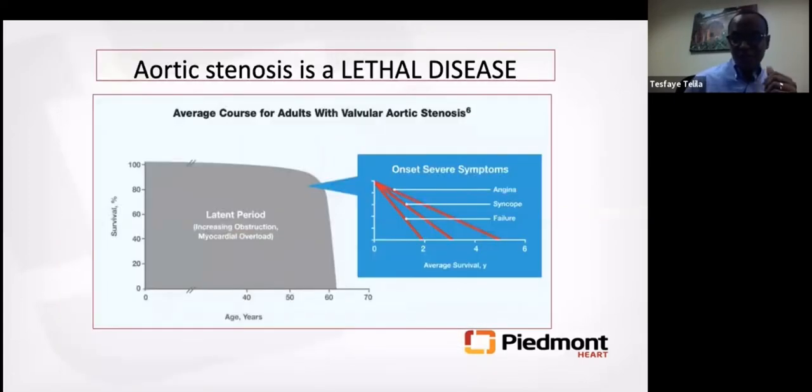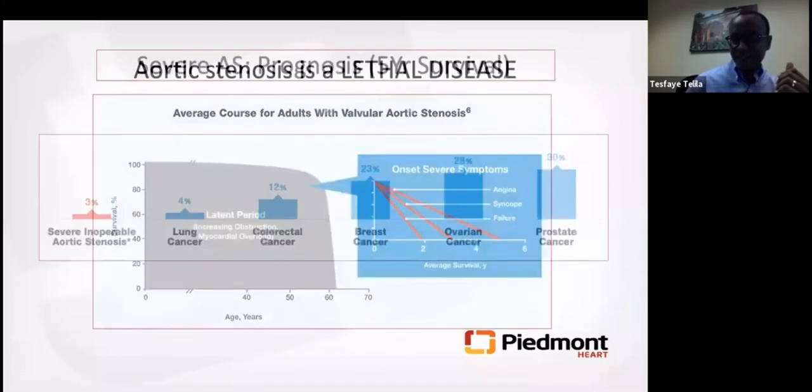As you guys know, aortic stenosis is a lethal disease. We don't talk about this often, but if patients have symptomatic severe aortic stenosis, really the mortality is worse than some of the cancers that we really fear. So if you have a patient with severe aortic stenosis and they have heart failure, for example, their average survival is 2 years. And if they have syncope or angina, really the 5-year survival is very low. So it is a very lethal disease that needs to be addressed.